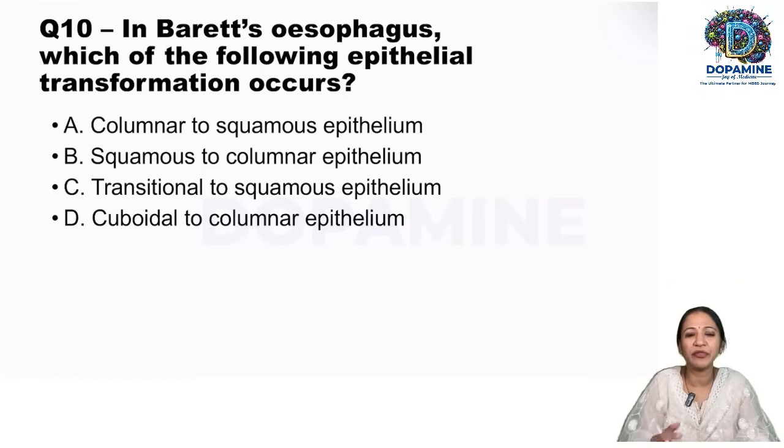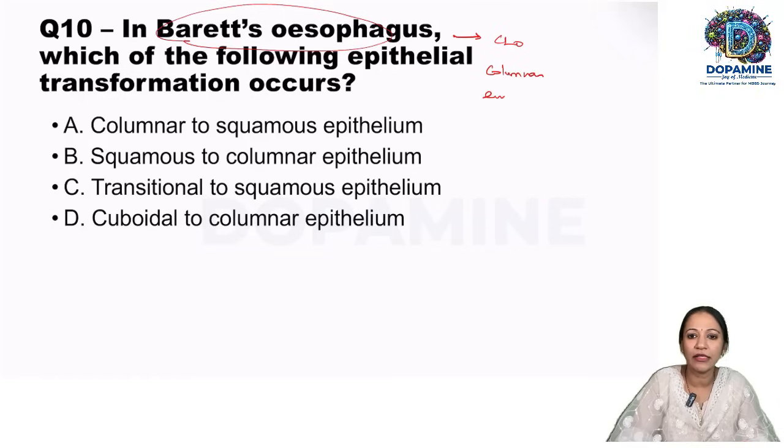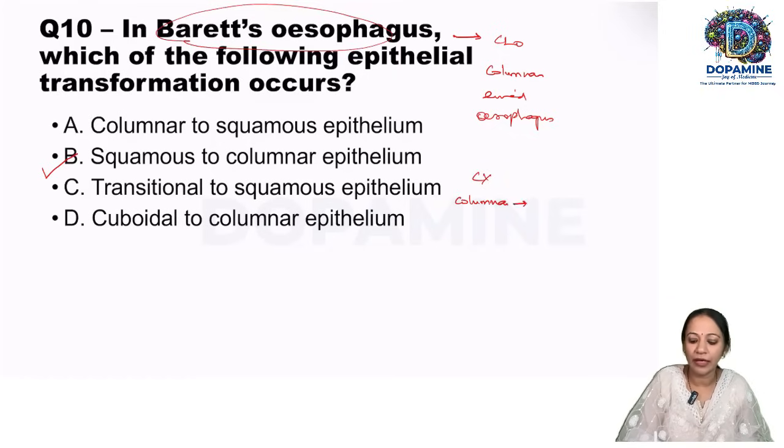In Barrett's esophagus, we have discussed this so many times. What is the epithelial transformation? What is the other name for Barrett's esophagus? It is also called CLO, columnar lined esophagus. So it is the squamous epithelium which is getting converted into the columnar epithelium. See, as we have discussed so many times, in CA cervix, it is columnar getting converted to squamous, in the endocervix to be specific.